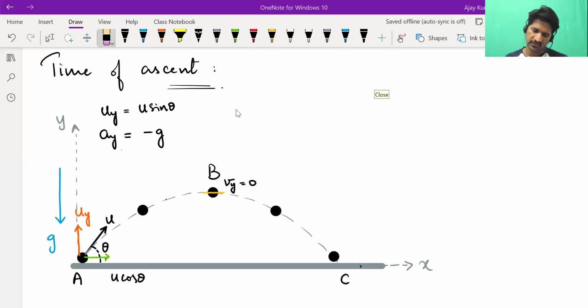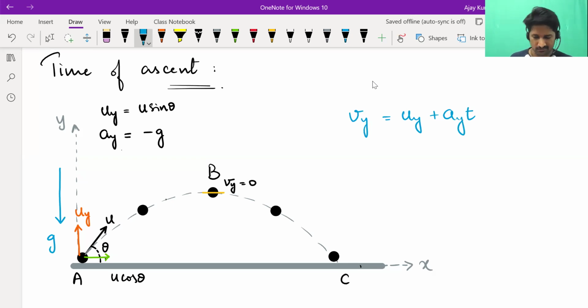V is equal to u plus at. That's all. We will apply it in the y direction because we know the final velocity in the y direction. So we are going to use Vy is equal to uy plus ay into t. Now you see there is no quadratic equation. This is easy to solve.